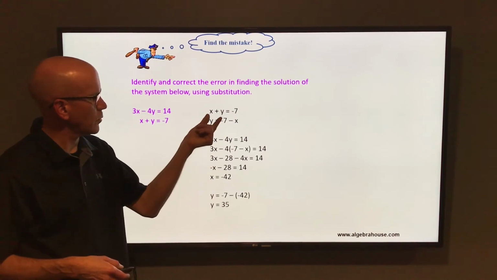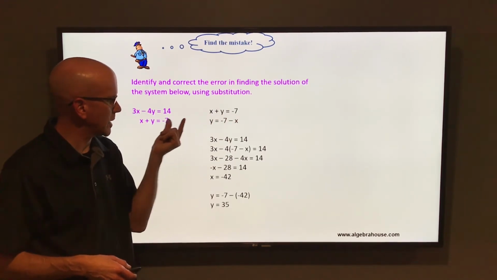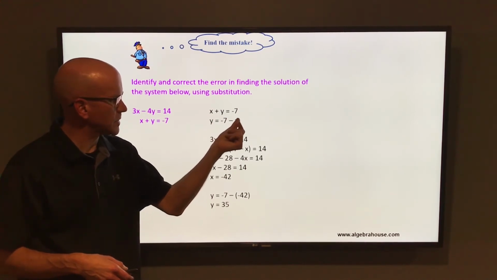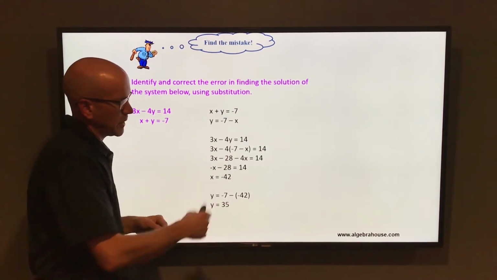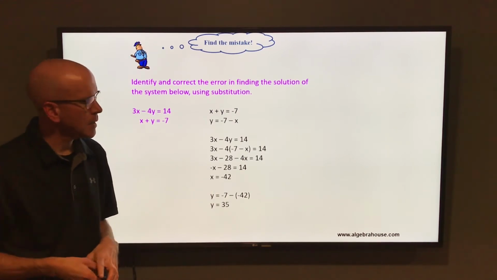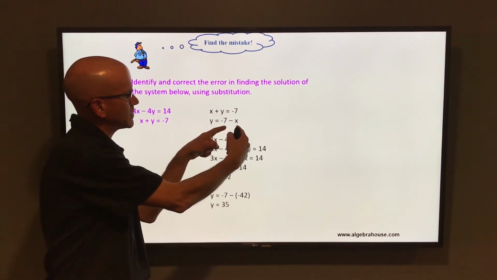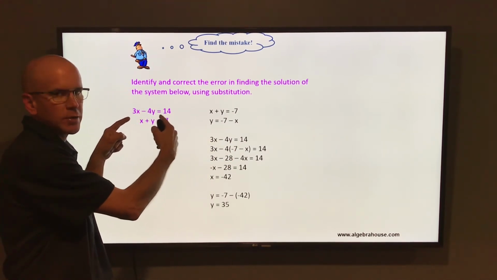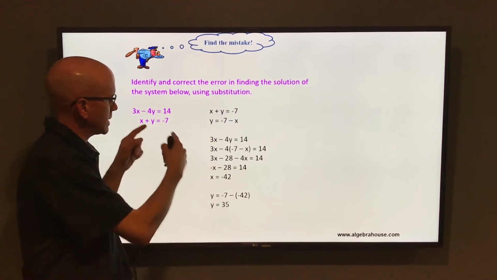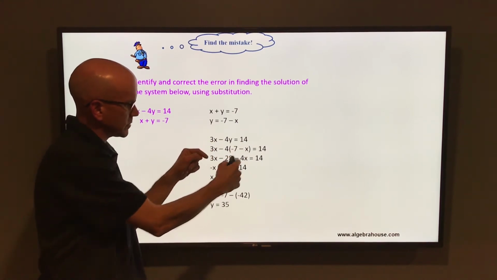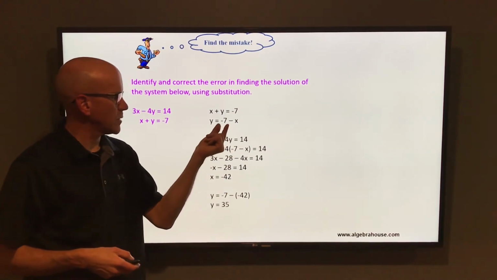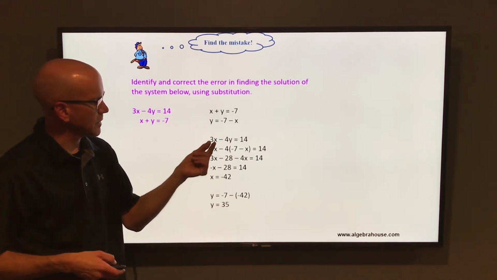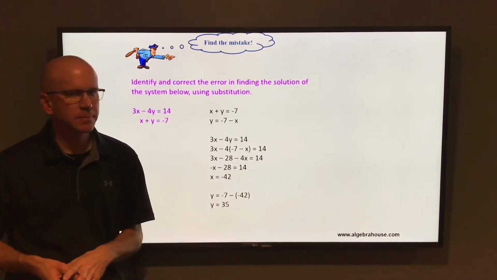So it looks like they're on the right track here. x plus y equals -7. They're taking that second equation, solving that for y by subtracting x from each side. Get y equals -7 minus x. So far, so good. So now that you know y is -7 minus x, take that -7 minus x and substitute that into the other equation for y. So we'll take that first equation, 3x minus 4y equals 14, and we're substituting this -7 minus x in for y. So replacing the y with -7 minus x.